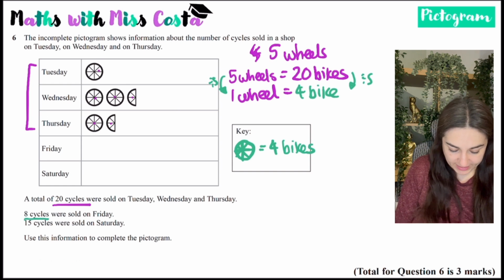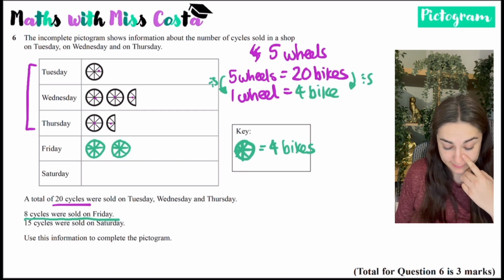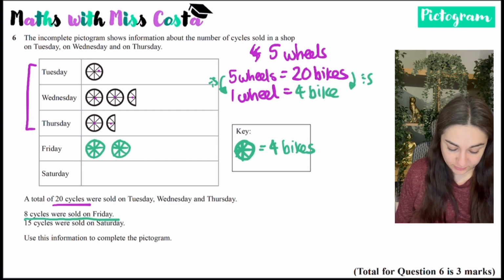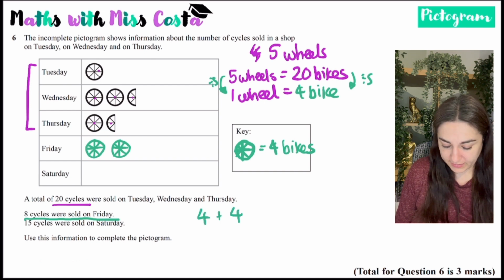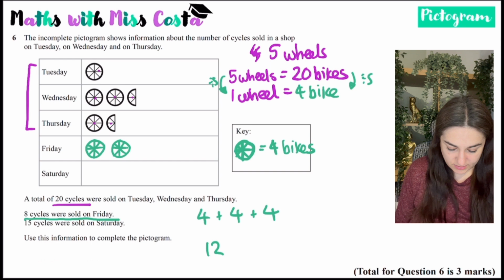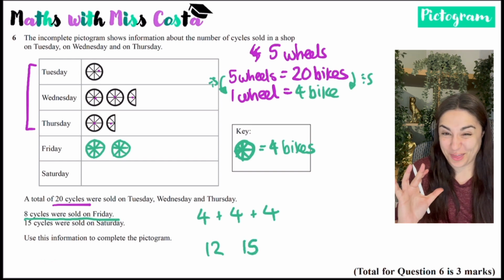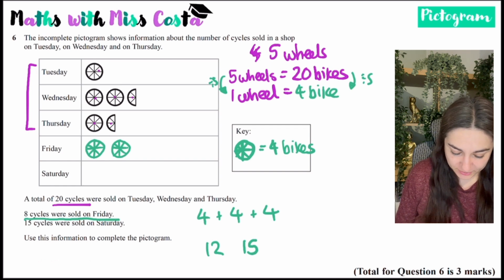And now we're told that 8 cycles were sold on Friday. So I'm going to need 1 full wheel, which makes 4, and 2 full wheels makes 8. And 15 cycles were sold on Saturday. So how do I make 15? You've got 4 plus 4, that's 8, plus 4 is 12. And you want to make 15, which is 3 more than 12. So let's think about this one.